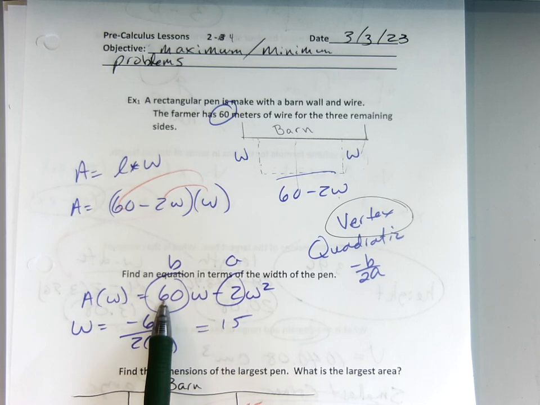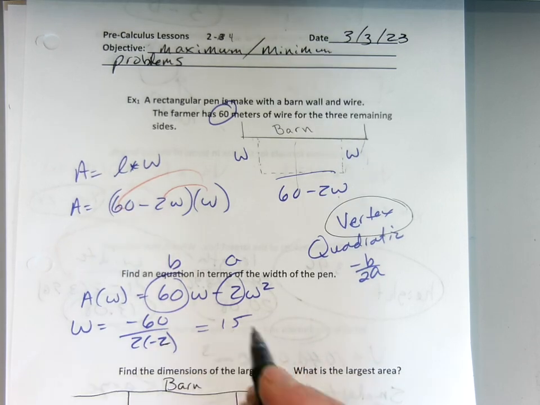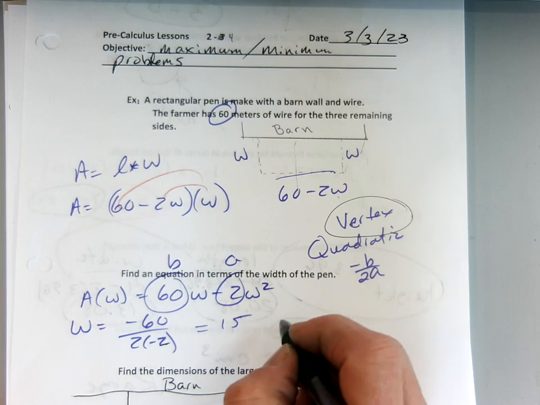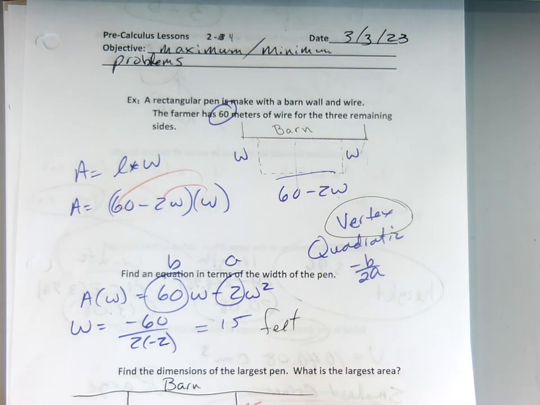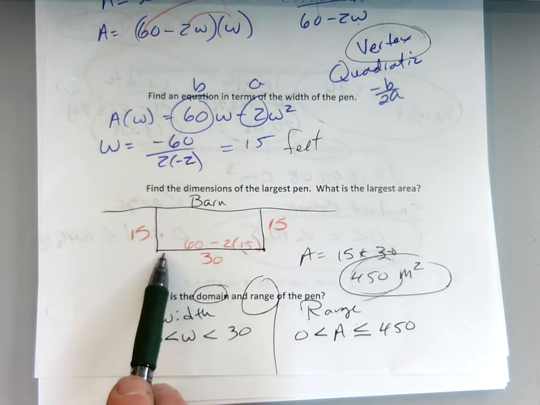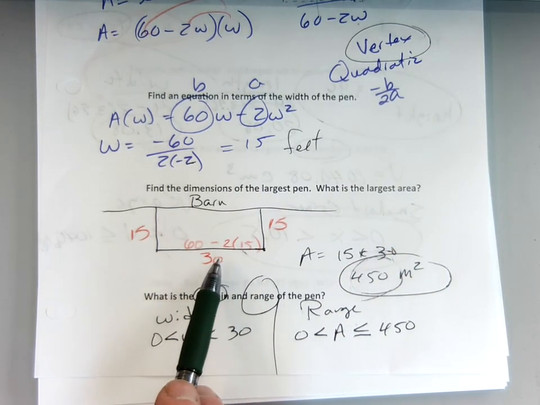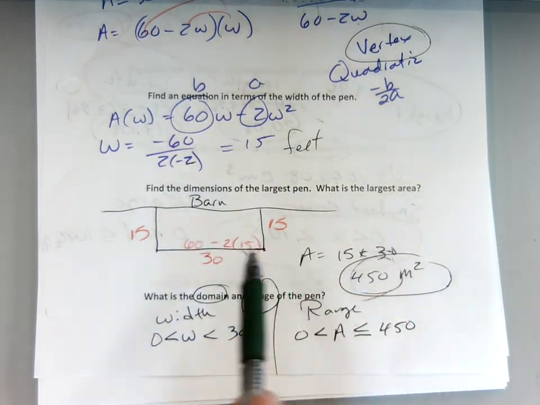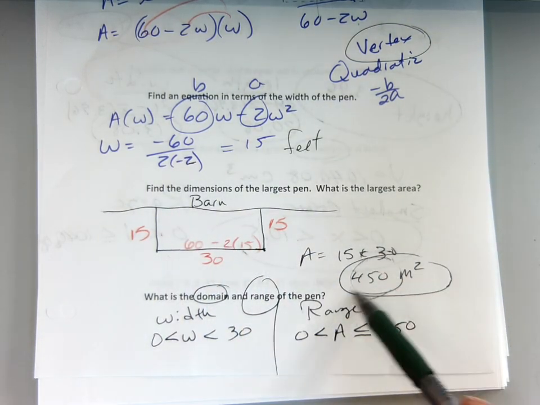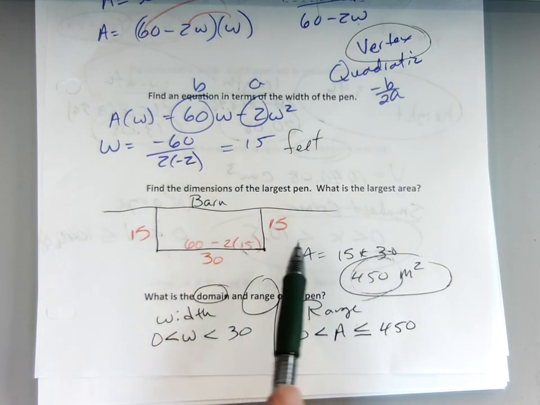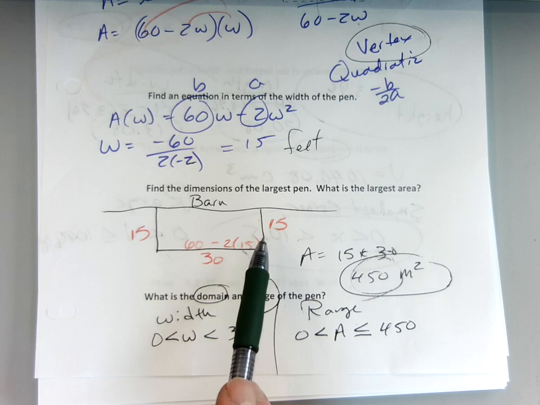So I did my negative B over 2A, negative 60 over 2 times negative 2, and I got 15. So I know the width has to be 15 meters. Okay, so I built it. I know the width has to be 15, 15, and that makes the length 30. So the best rectangle to make would be 15 by 30. That'd give you a total area of 450 meters squared. Any other dimension would make a smaller rectangle.